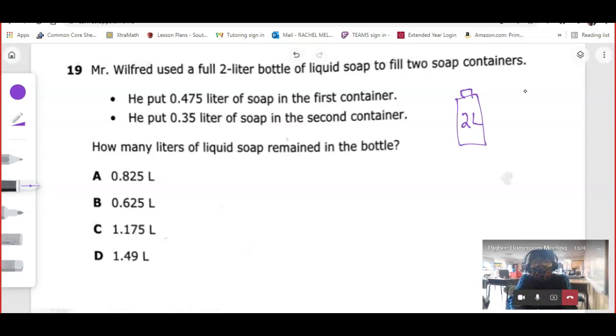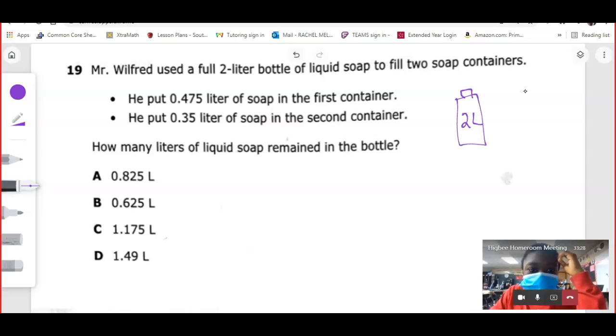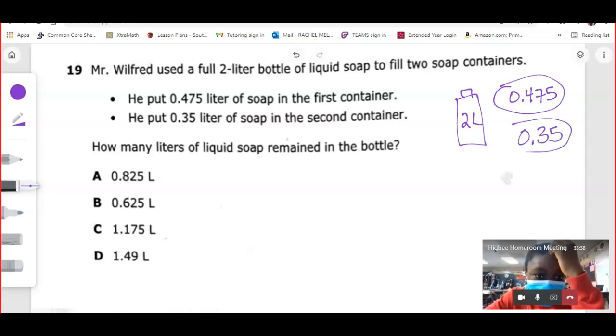He puts like 475 thousandths in one container. And in the other one he puts 0.35. Okay. So what is the question asking me to do? Lyric, what is the question asking me?